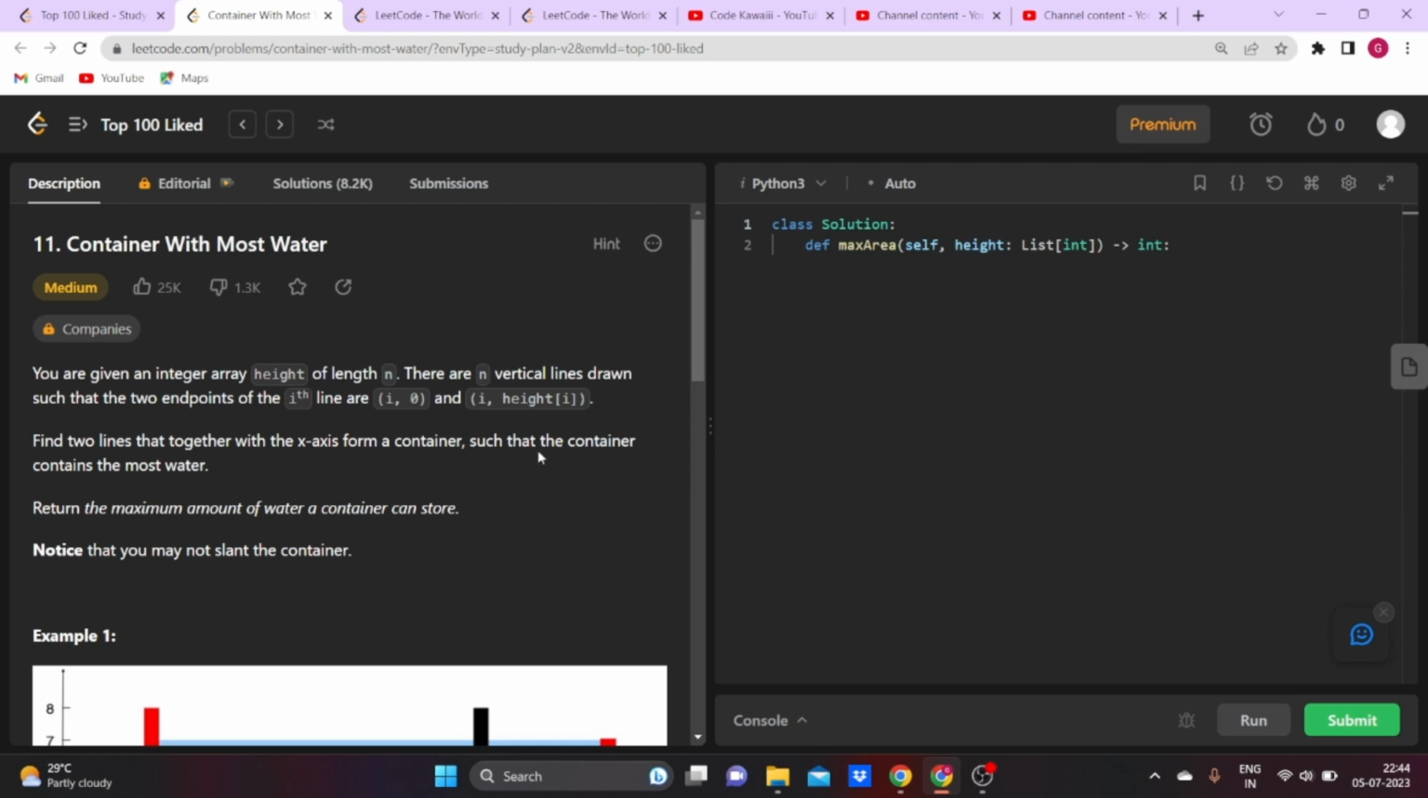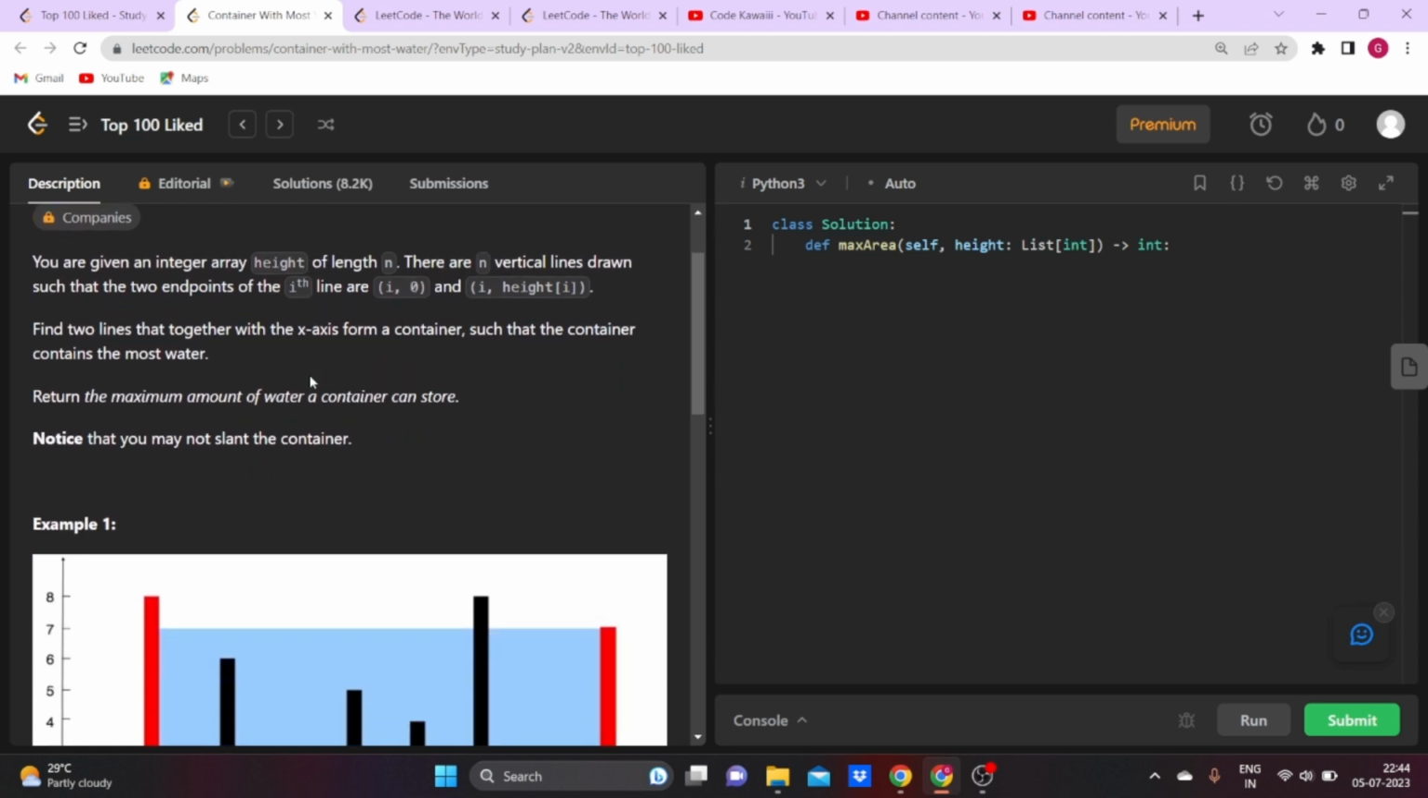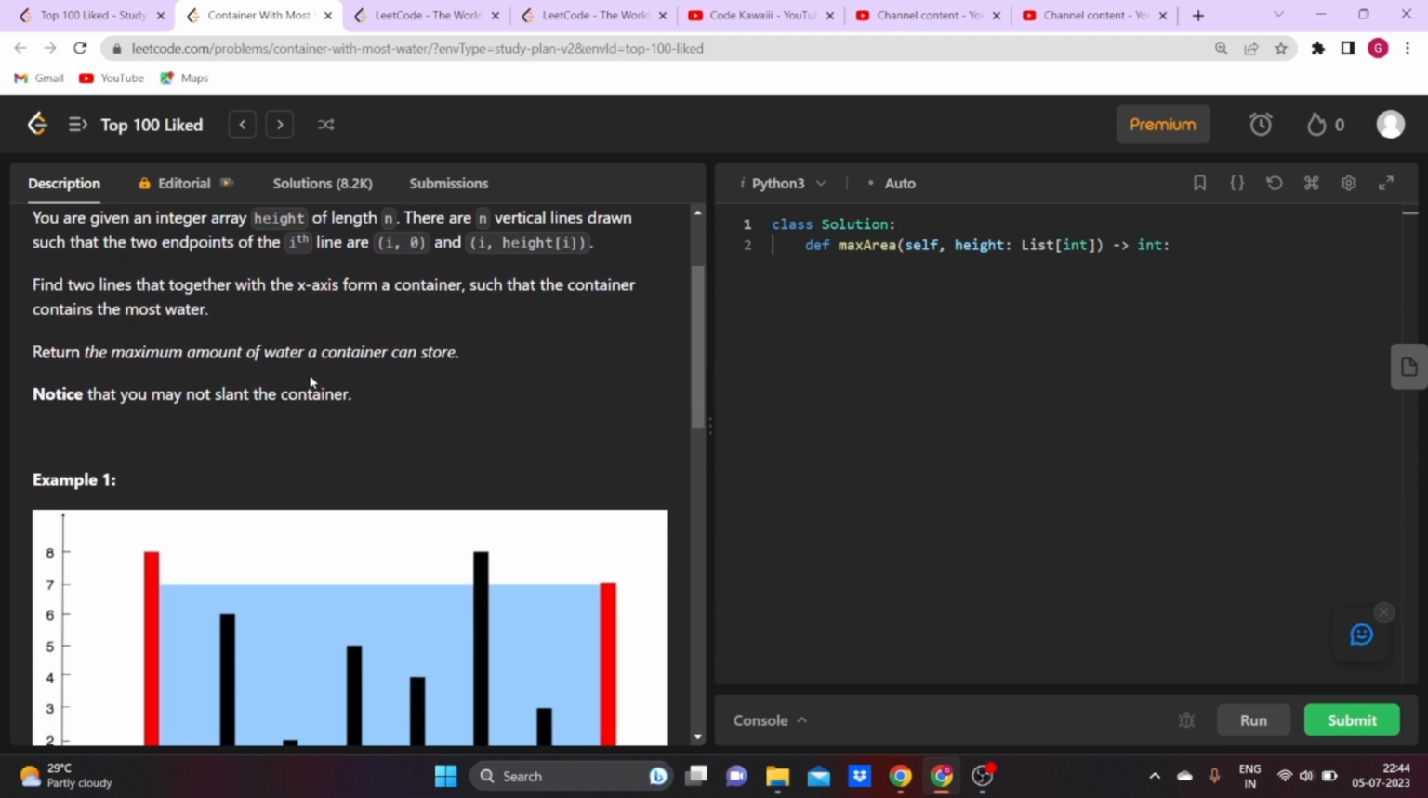Hello everyone, so today we will be solving Leetcode problem 11, that is container with most water. So we are given an integer array height of length n. There are n vertical lines drawn such that the two endpoints of the ith line are (i, 0) and (i, height[i]).